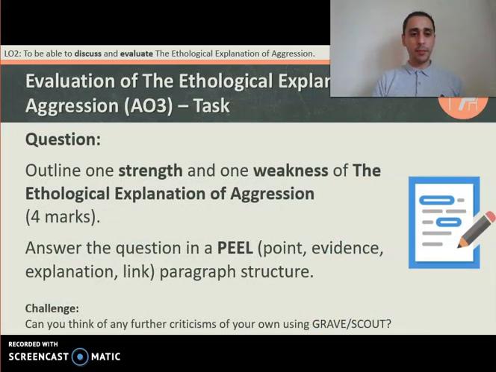So here's the question. Outline one strength and one weakness of the ethological explanation of aggression. Answer the question in a PEEL paragraph structure, please.